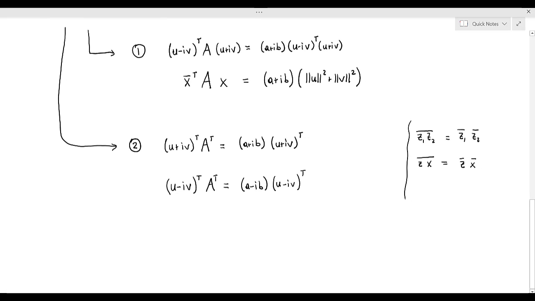So I transposed, and then I took the complex conjugate of both sides. Now, A is assumed to be antisymmetric, so let's go ahead and replace A transpose with negative A.